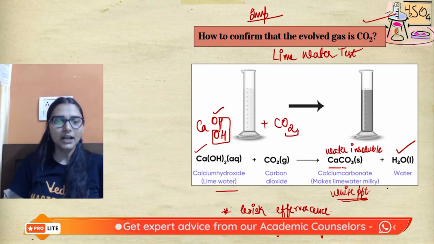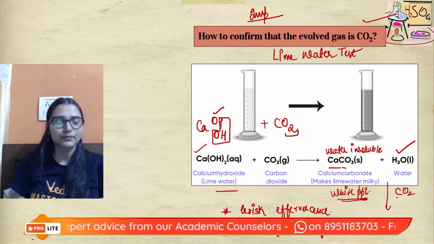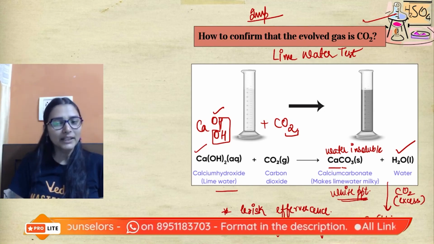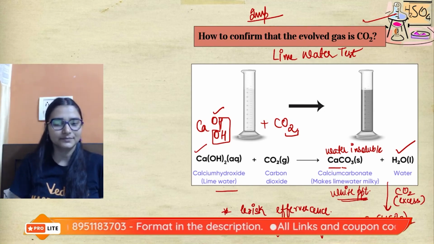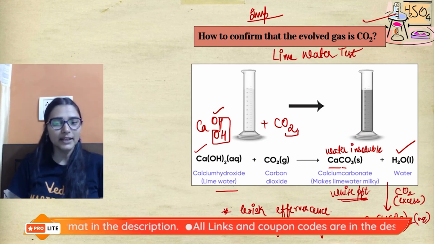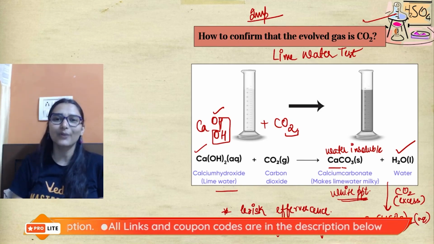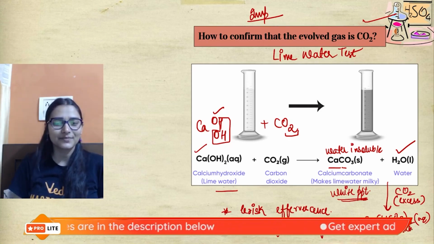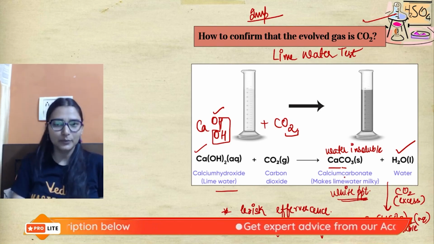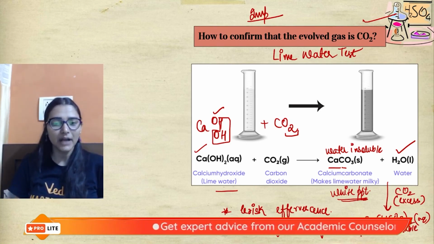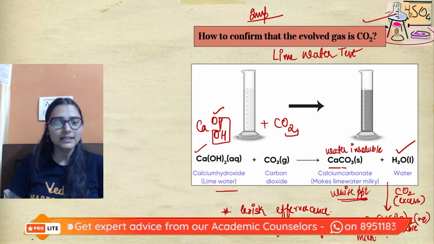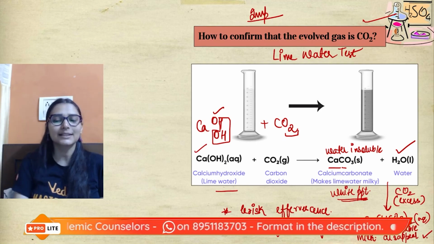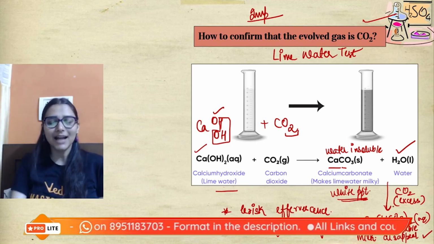Okay, and remember, if you pass excess CO2, if you still continue to pass carbon dioxide, it will form calcium bicarbonate. Okay, and calcium bicarbonate is water soluble, so the milkiness will disappear. Right, so first milkiness comes because of formation of insoluble calcium carbonate. After that the milkiness is going to disappear. Right, what will happen? Milkiness will disappear because calcium bicarbonate is formed.